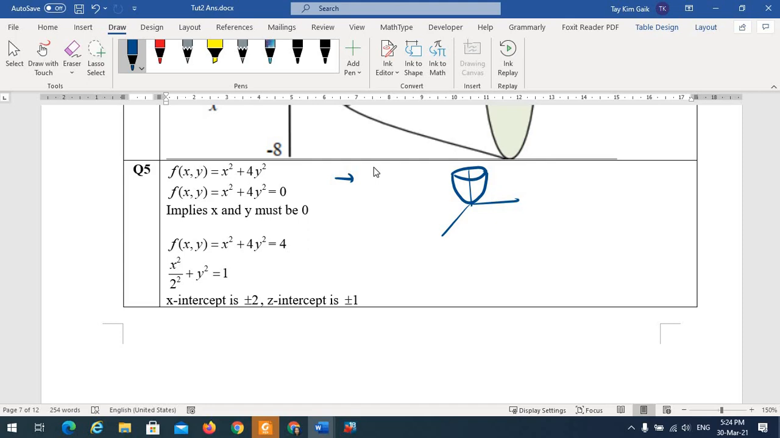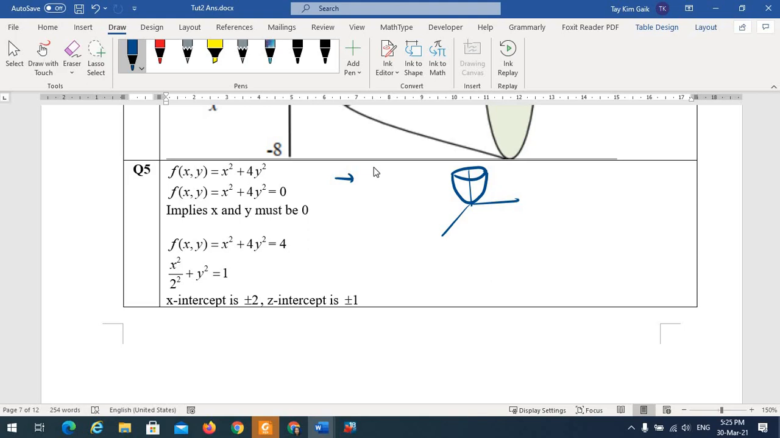Then f(x, y) = c equal to 4. Again, you see the coefficients for x squared and y squared are not the same, so this is not a circle but an ellipse. Then you can divide both sides by 4 to get the right-hand side equal to 1. So x squared divided by 4, which is actually 2 squared, so from here we know the x-intercept is plus or minus 2.